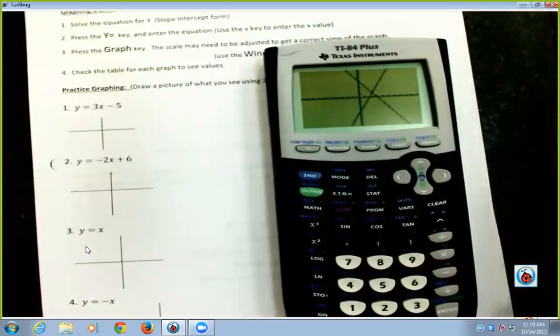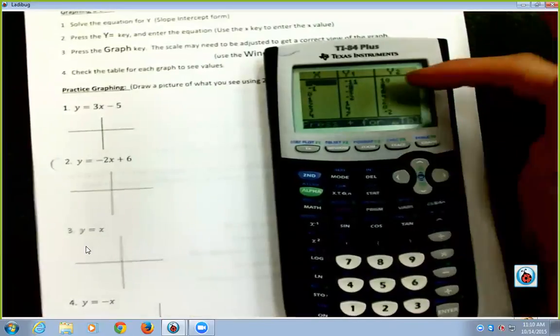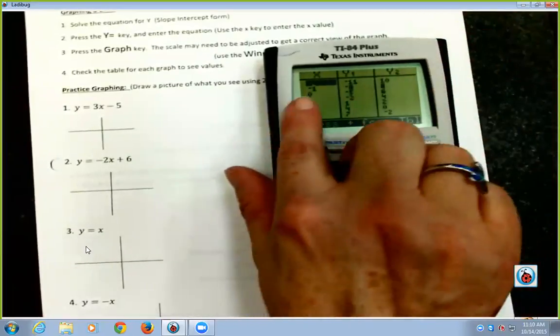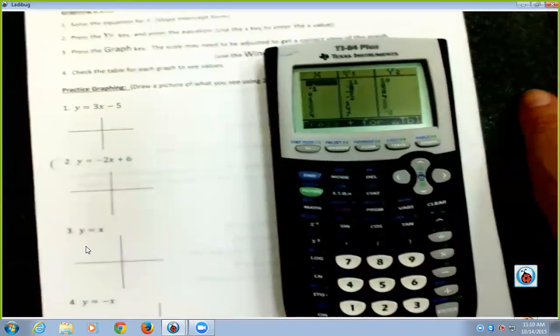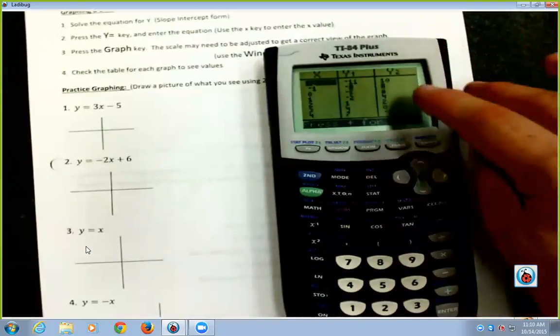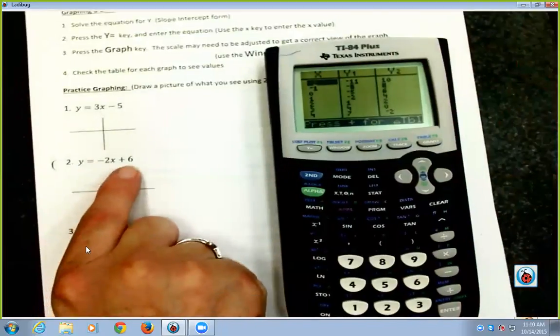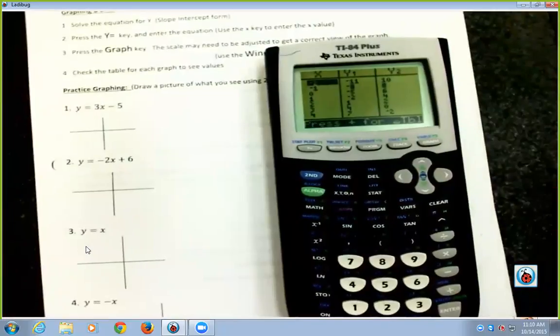If you wanted points on it, second to table. And you have to look at the Y2 column that's associated with your X. So at a -2, I'm at 10. At a -1, I'm at 8. At 0, I'm at 6, which I should be because that's my Y-intercept, and so forth. So you can get your points out of there, and you get ideas on what type of stuff happens to be in that. Okay, make sense? Hopefully.